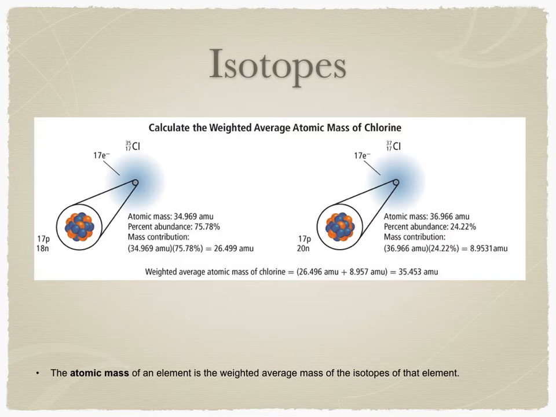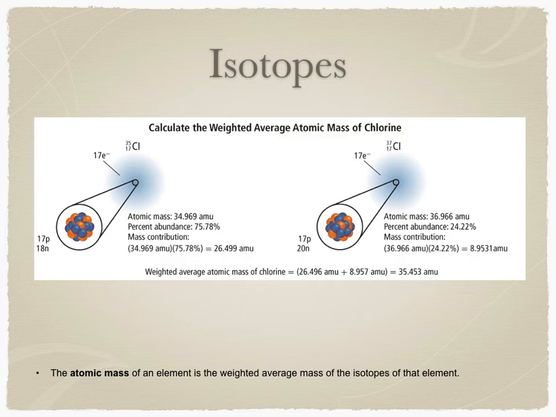The atomic mass of chlorine-35 is 34.969, so pretty close to 35. The percent abundance, this exists 75.78% of the time. So the majority of chlorine that's out there is chlorine-35. Let's look then at chlorine-37. The atomic mass is 36.966.